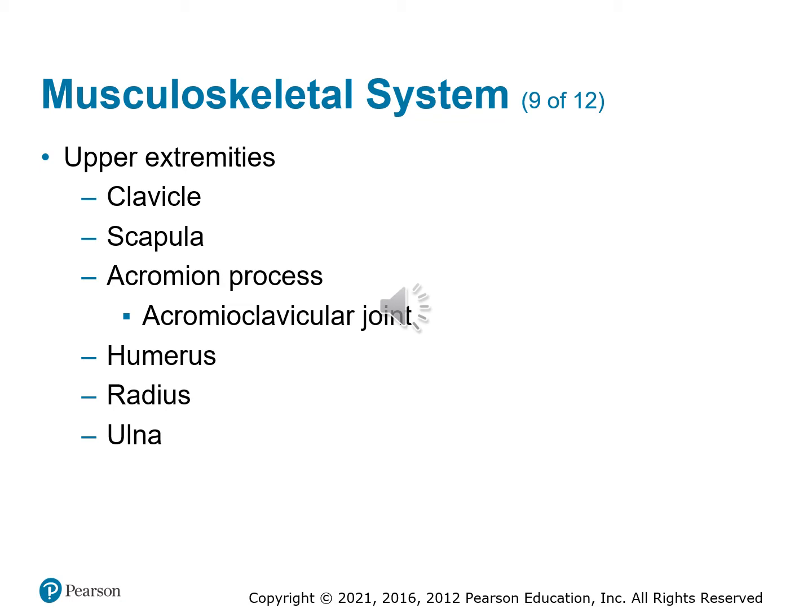The scapula is your shoulder blade. That's going to be located posteriorly or on your back. The humerus is the upper arm bone. The radius and the ulna are the lower arm bones. So kind of like the lower extremities, the upper portion has one bone, the lower portion of those extremities have two bones each.